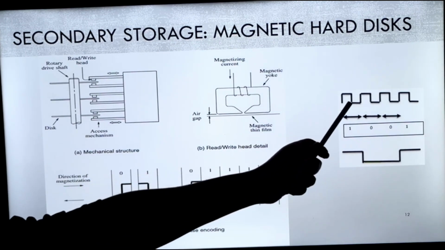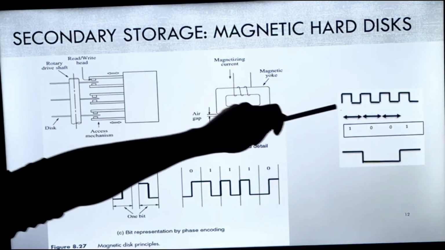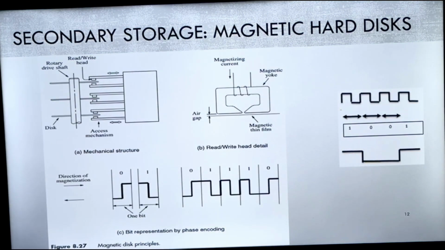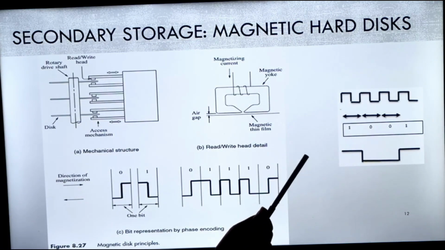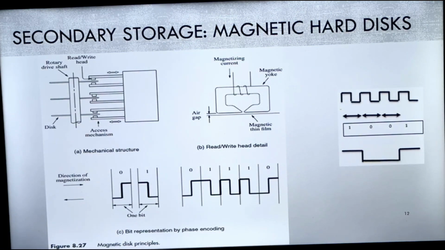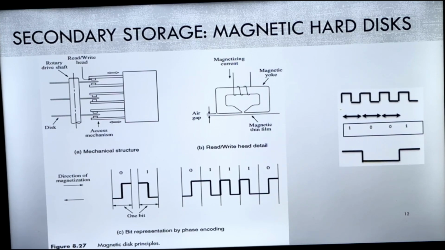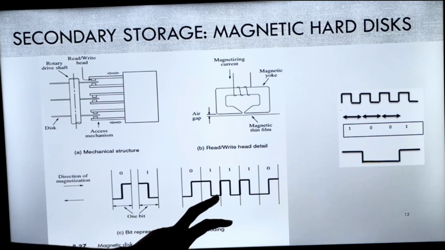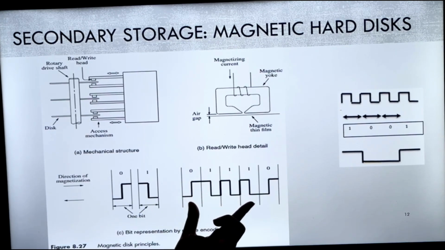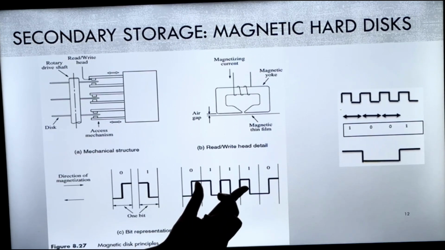How do the signals look? It will generate some signals like this. Now it is the responsibility of the system to know what this signal means. For that we have some encoding techniques. The most important encoding technique we use is phase encoding, also known as Manchester encoding. So how does it work? Suppose this is the signal your read-write header generated. Now what does it mean? Using Manchester encoding we can decode it.